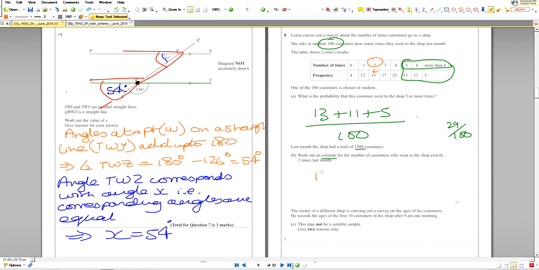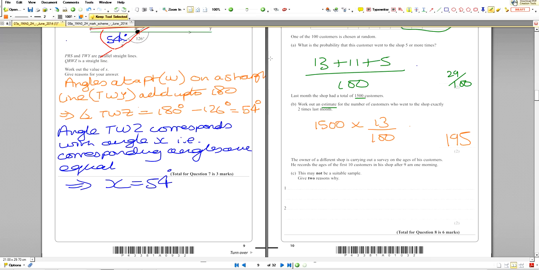So we have 1,500 customers. Times that by 13 over 100. So that's the probability of it happening, 13 out of each 100. We got 1,500 customers. So we multiply the number of customers by the probability. That's how we work out this one. So if you do multiply that, that gives us what? 195? Lovely, beautiful. Right, let's move on to the last part of this question as we quickly move through the paper.